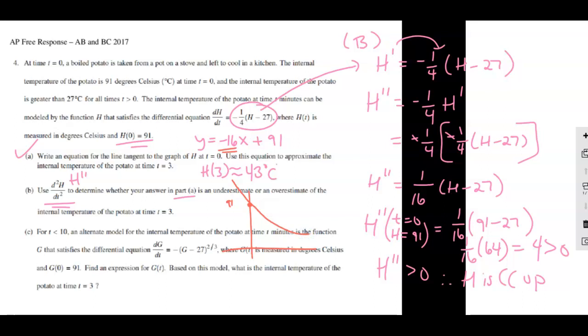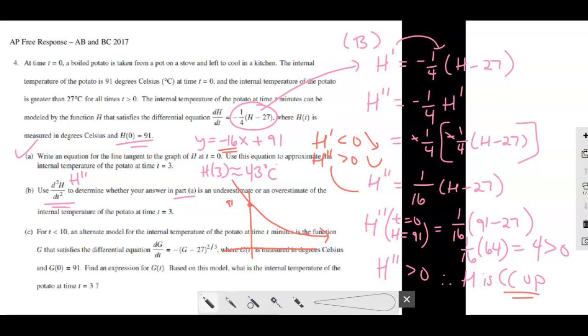But we also know the graph was concave up. So it was decreasing, right? We knew the first derivative was negative, and now the second derivative was positive. So it's going to be decreasing but concave up. So it's going to have a shape like this. So more or less, the graph of that potato's temperature is going to look like this.